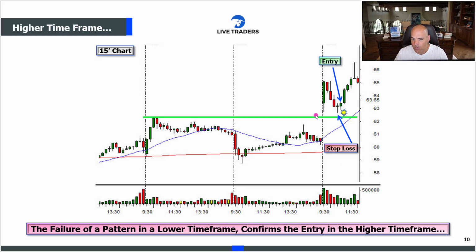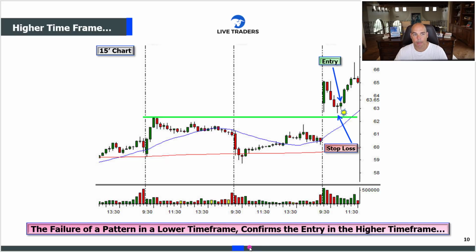All right, so gaps up, pulls back. There's the green line. There's the pivot. There's the topping tail. This is where support is, in this $62 area. Now you have a bottoming tail near support, near the low of the day, okay? And you're getting a buy setup entry. The failure of a pattern in a lower time frame confirms the entry in a higher time frame.